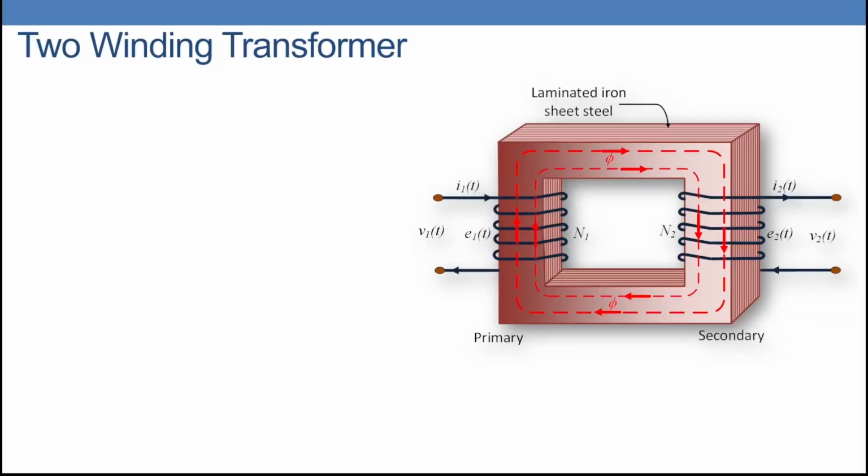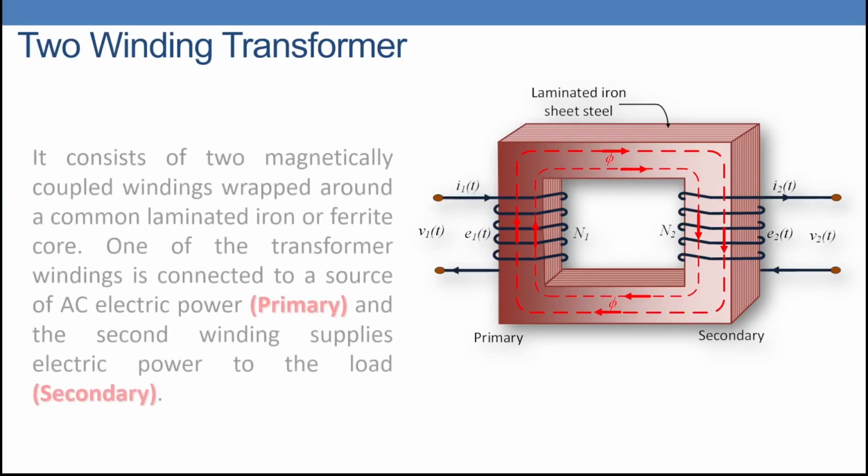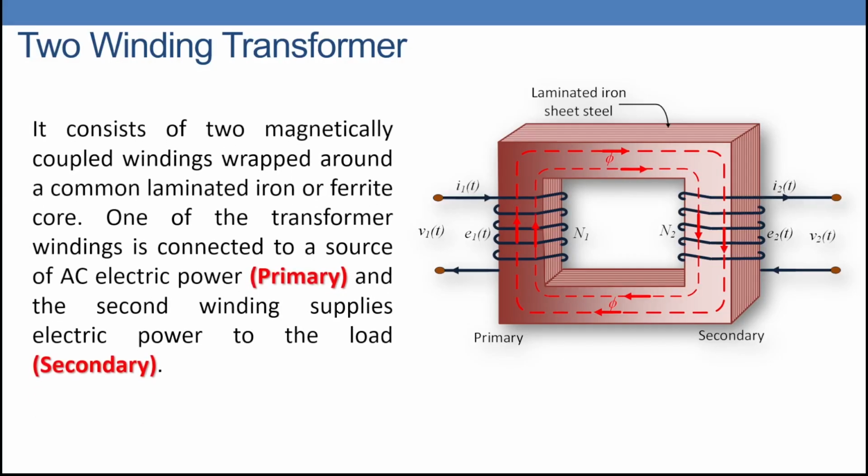Now it's about time to speak about the winding arrangement. So we are going to look at the two winding transformer. It consists of two magnetically coupled windings wrapped around a common laminated iron core, as we explained in the previous slide. One of the transformer windings is connected to a source of AC electrical power. We call it primary. And the second winding supplies electrical power to the load. We call it secondary. Please look at the figure.